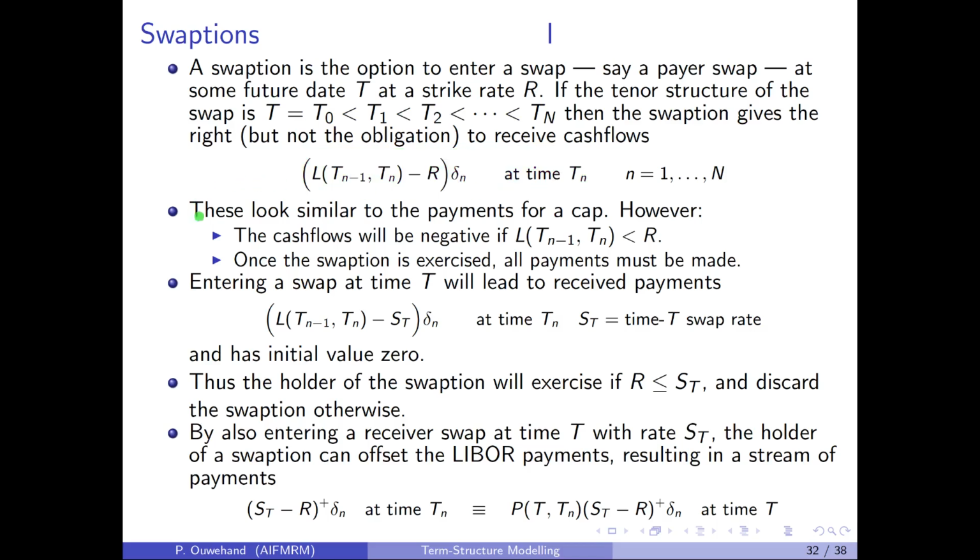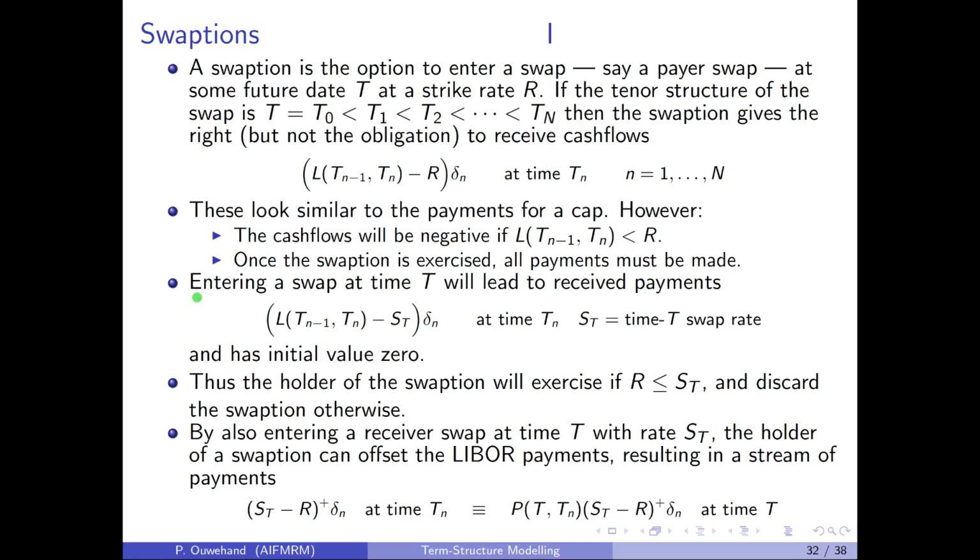Now, these payments look similar to the payments for a cap. However, there's an important difference. Firstly, the cash flows will be negative if the LIBOR rate is less than the strike rate, and for a cap, payments can never be negative. And secondly, once the swaption is exercised, all payments must be made, positive or negative.